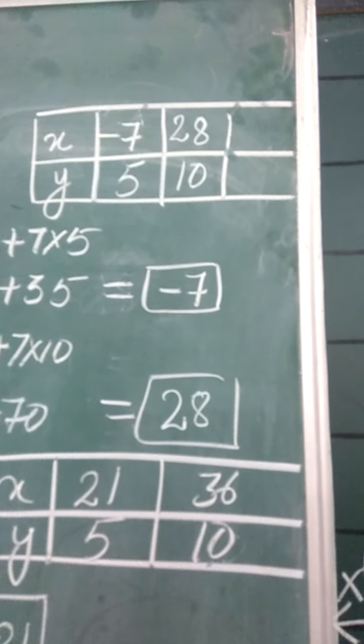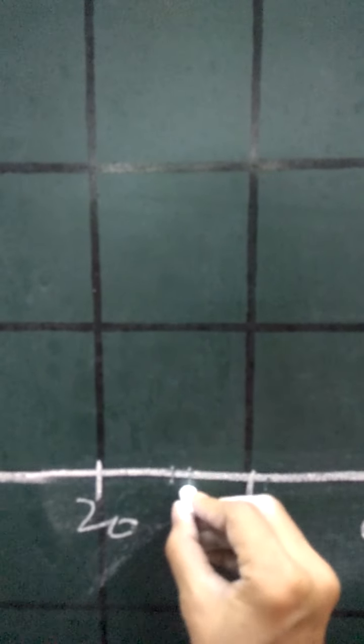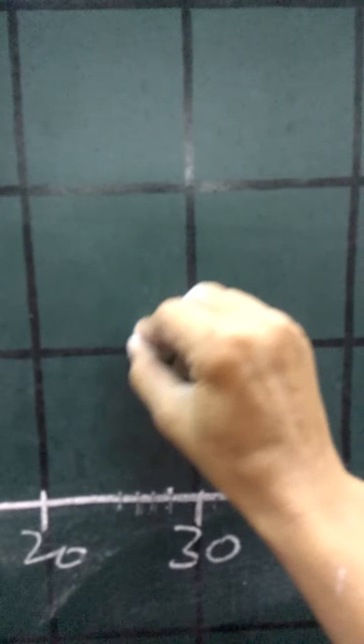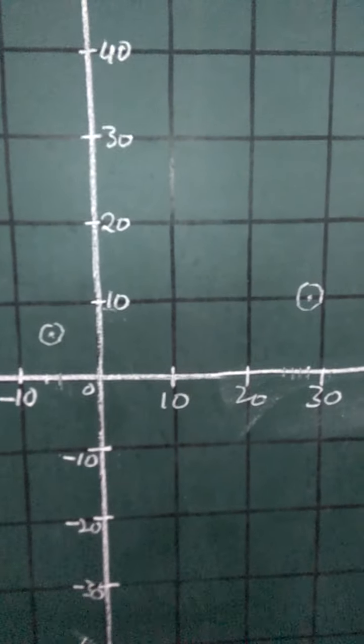Then the second value is x is 28, y is 10. x is 28, it must lie between 20 and 30. So this is 25, 26, 27, this is 28. 28 and y is 10. So here is y 10. So let us mark it here. Right? So in this way, now we have plotted the 2 points.